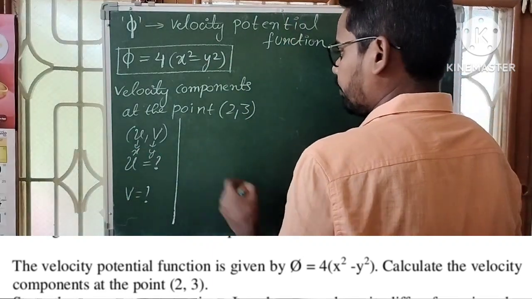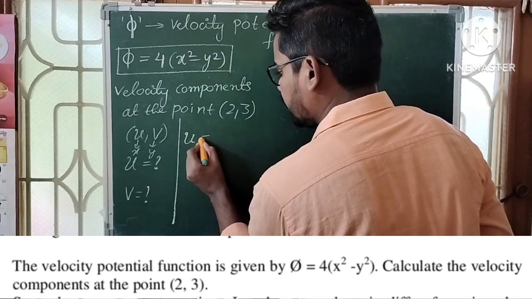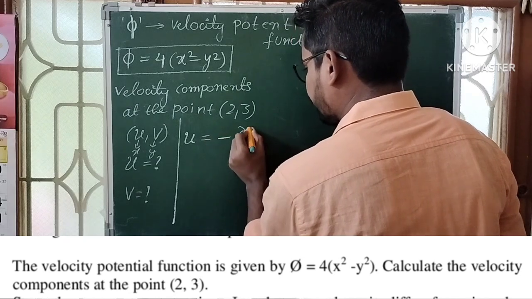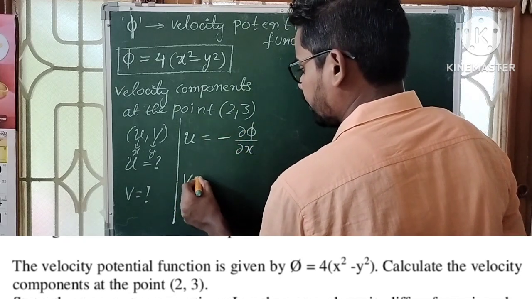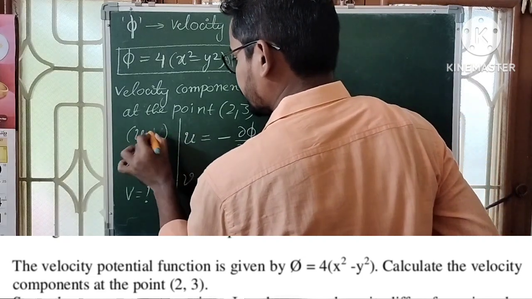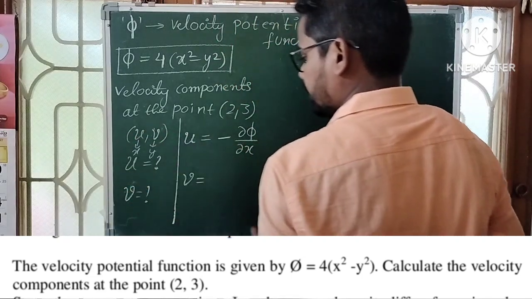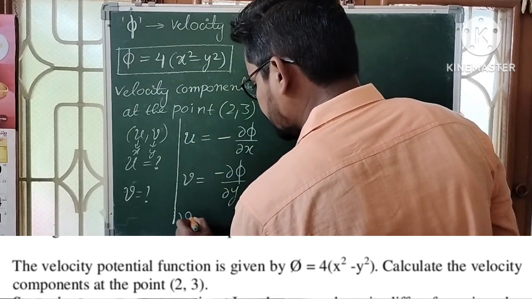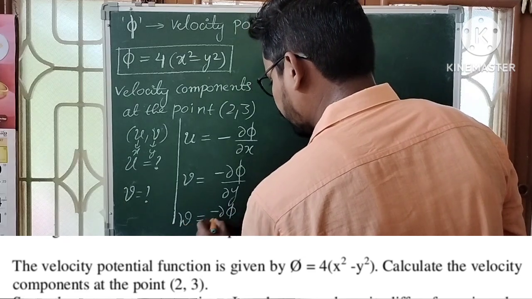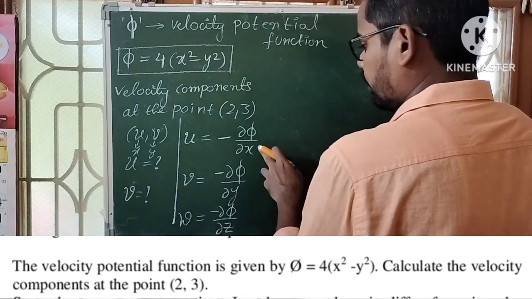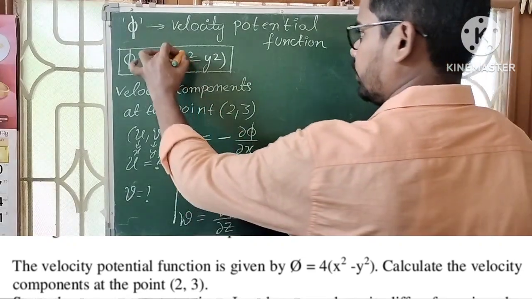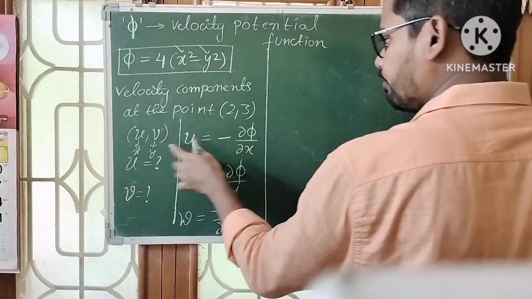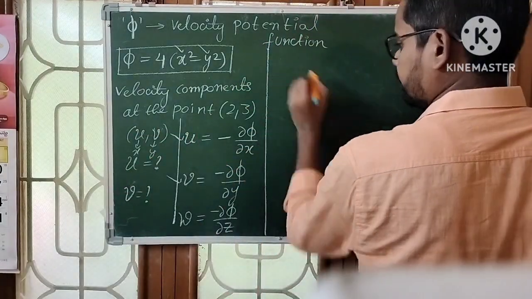For the velocity potential function, we know that the velocity in the x direction in terms of phi is u equal to minus dou phi by dou x, and v is equal to minus dou phi by dou y. Similarly, the velocity component in the z direction is minus dou phi by dou z. Anyhow, we have only x and y directions here, since only 2 dimensions x and y are given. First find the velocity components in x and y direction, u and v.